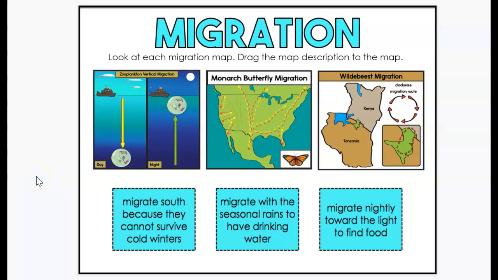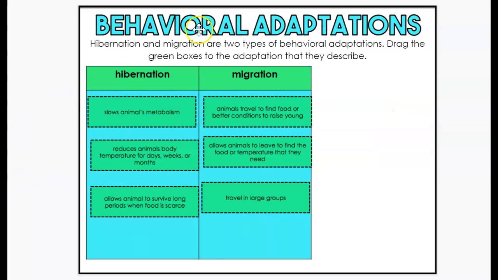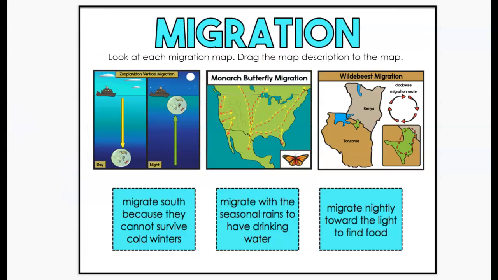We're continuing to look at behavioral adaptations. In our last lesson, we looked at hibernation and migration and added some of the things that animals do when they are hibernating or migrating. We're going to look a little bit more into migration. Now, I want you to look at each migration map and where animals go or what happens during the times that the temperature changes.